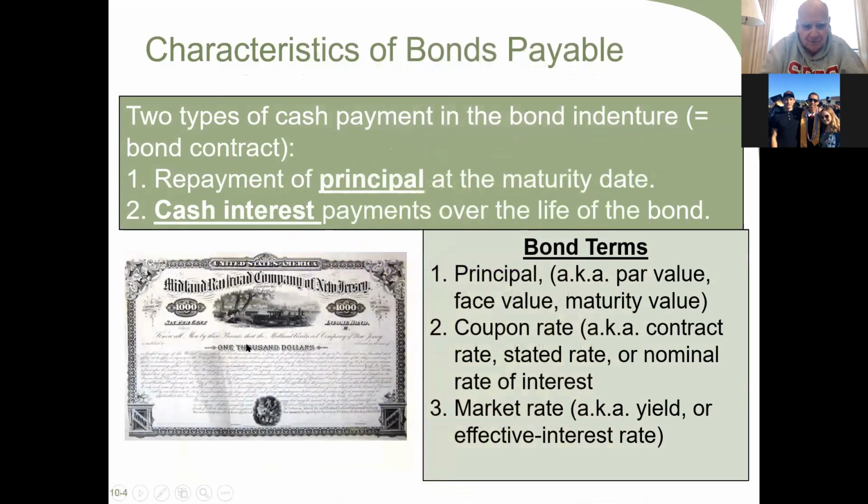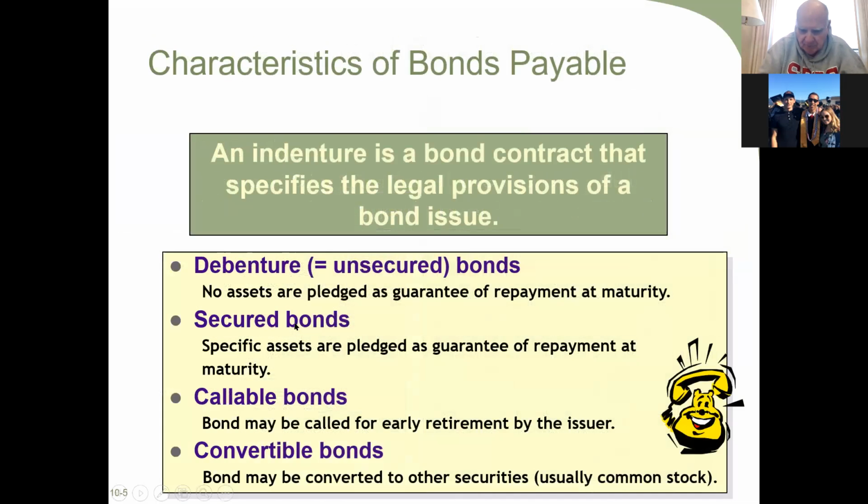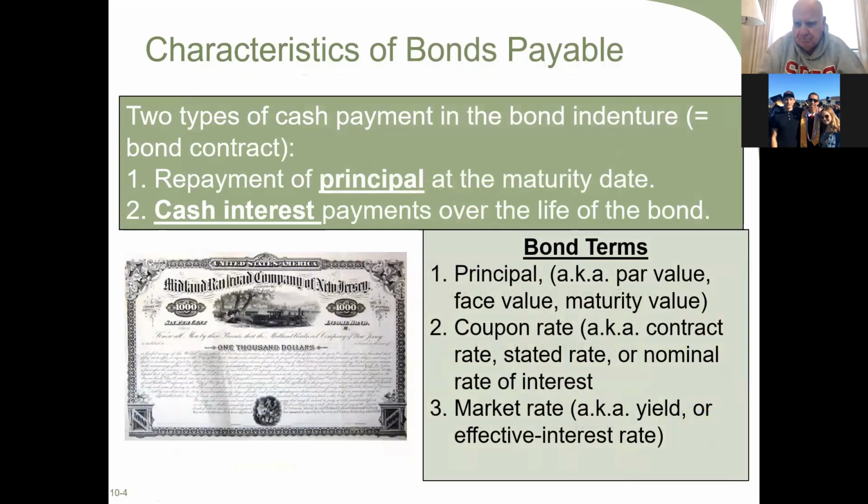Okay, here are the terms that we need to really understand. And this is what a bond used to look like in the old days. It looks like a stock certificate. It says $1,000, then somewhere in here it explains what the bond is for. This is from the Midland Railroad Company. Perhaps they were borrowing $1,000 to build another train station back in the day.